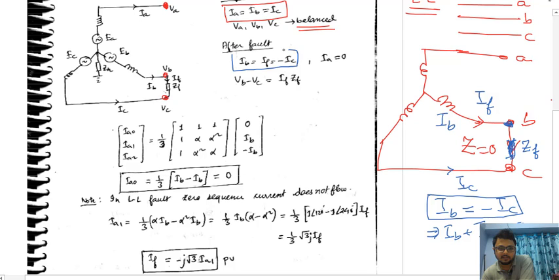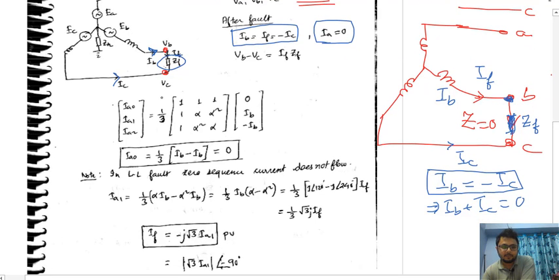Why have I written minus IC? Because of the current directions: here the current is flowing like this, and here it is flowing like this, so they are opposite to each other. That is why IB is equal to minus IC, and this is IF, the fault current. What is the current flowing through IA? It is 0, because the fault occurs here, and the current will pass through the least impedance path. All the current is going to pass through this. I hope it is clear.